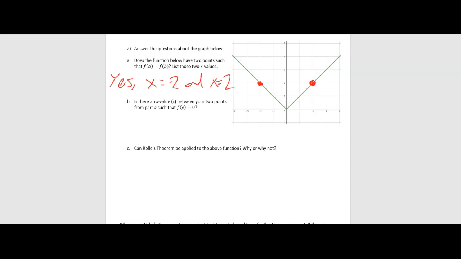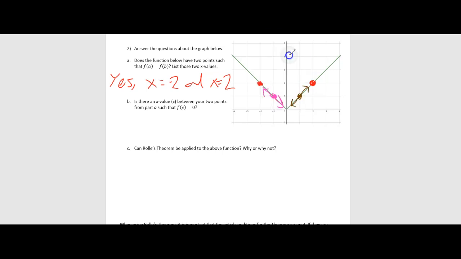Question B says, is there an x value, or c, between your 2 points from part A such that f prime of c is equal to 0? Well, are we able to draw a tangent line such that it is horizontal on the function somewhere between those 2 red points? Well, we can't, right? Any tangent line to the left of 0 is going to look like this pink one, because the function is linear there, and any tangent line to the right of 0 is going to look like this brown tangent line here, because the function is also linear.